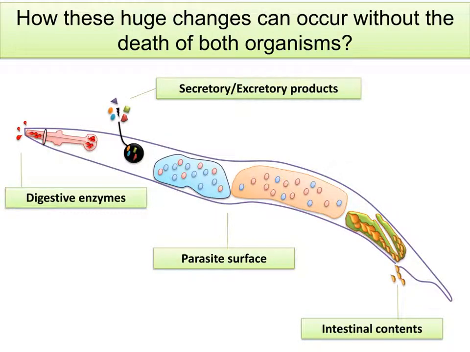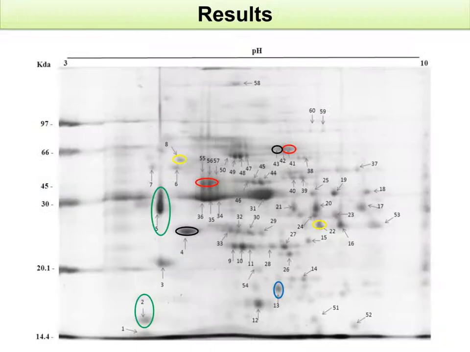Observing this infection, a question remains: how can these huge changes occur without the death of both organisms? We believe that some molecules present in the larvae can play an important role in the maintenance of this infection. These molecules can be found in the parasite surface, digestive enzymes, secretory-excretory products, or even from intestinal contents. So, the goal of this article was to search for proteins present in the body of the Ortleppascaris that can be involved in the host-parasite relationship. To achieve these objectives, we have used two-dimensional electrophoresis and mass spectrometry.